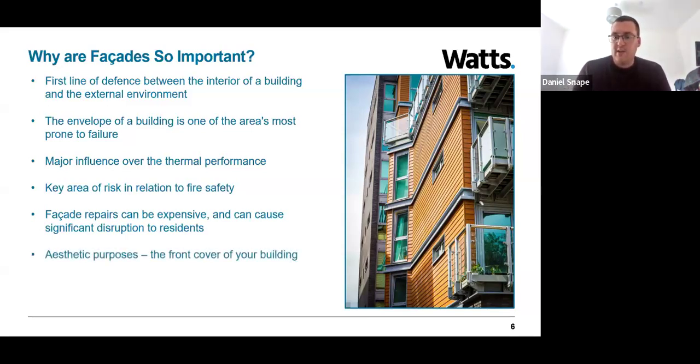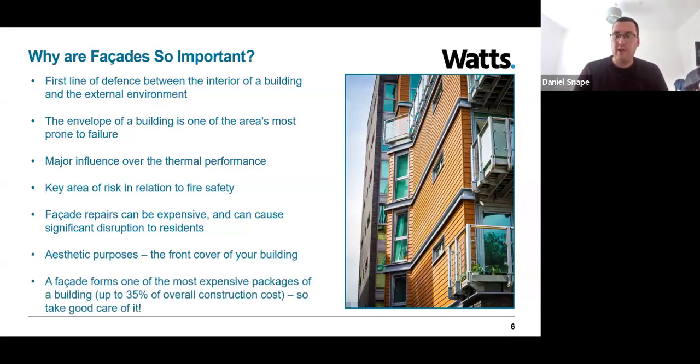In addition to that, some of the other key reasons are that facades often form the character of a building. They're there for aesthetic purposes. So I'm sure we've all been guilty at some point in the past of judging a book by its cover. And really the same can be said for buildings. Everyone wants a good looking building. So it's important that it's maintained well and keeps up its visual purposes.